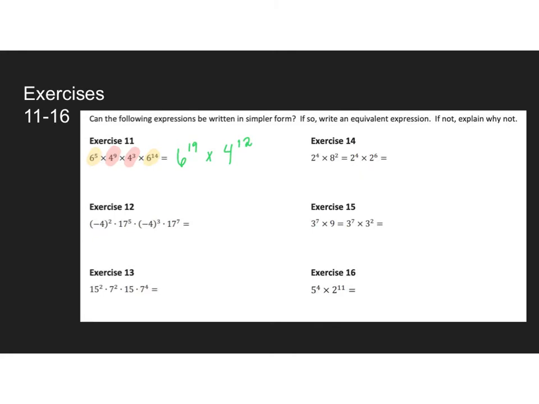Now I want you to go through and try to simplify the rest of these. If you can't simplify it, explain to me why you cannot. So take maybe 2 minutes to go through these exercises and simplify them. I suggest highlighting, like I did, the two terms we could combine. Just keeps you more organized. Okay?